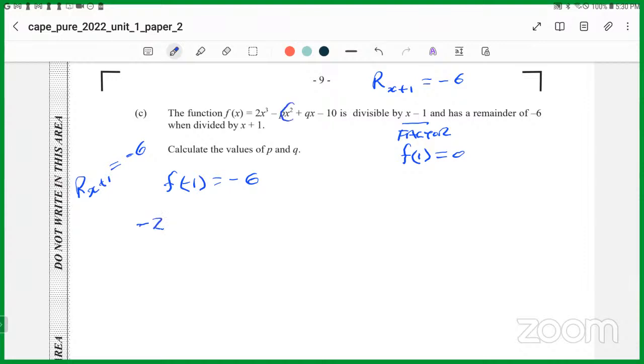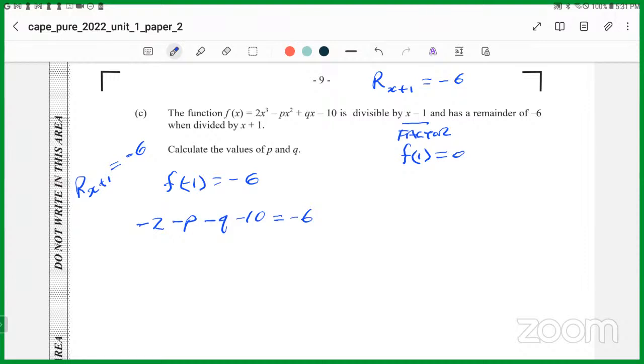Then this x squared here is -1 squared. -1 squared becomes 1, so it's like 1 times -p is -p. So it becomes a -p. Then if we put -1 here for this x, the -1 times this q gives me -q. And then I have this -10. And that's all equal to -6.